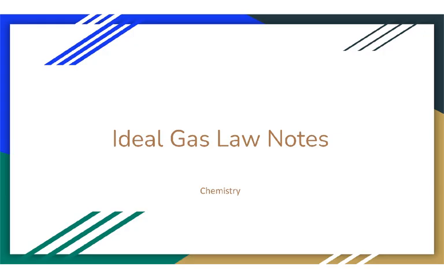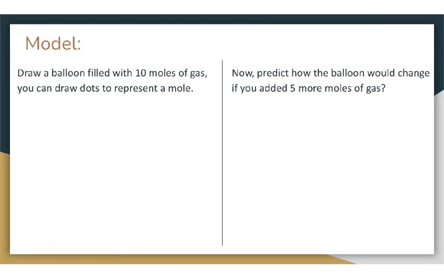We've been talking about gas laws previously, looking at how pressure, temperature, and volume are changing. Today, we're going to look at what happens if we add more moles to a system and the relationship between pressure, volume, and temperature as we start to consider moles. If you want to start, pause the video and draw a little model and think about this question.